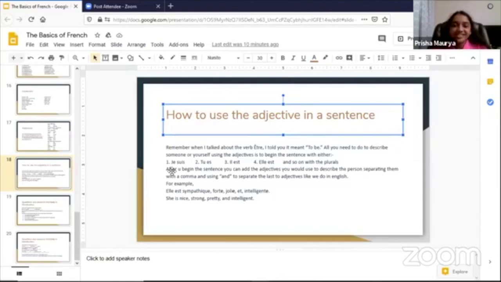After you begin the sentence, you can add the adjectives as you would to describe the person, separating them with a comma and using an and to separate the last two adjectives, like we do in English. Take this example: when you say she is nice, strong, pretty, and intelligent, you always write the and at the end, in between the last two. This is how you would do it in English.